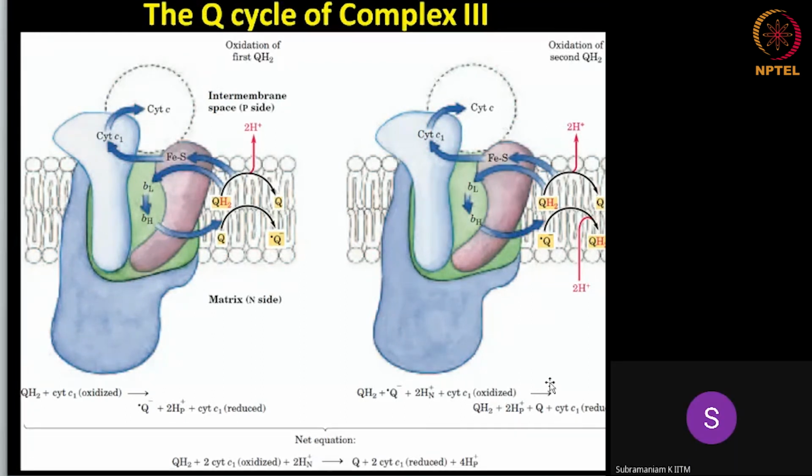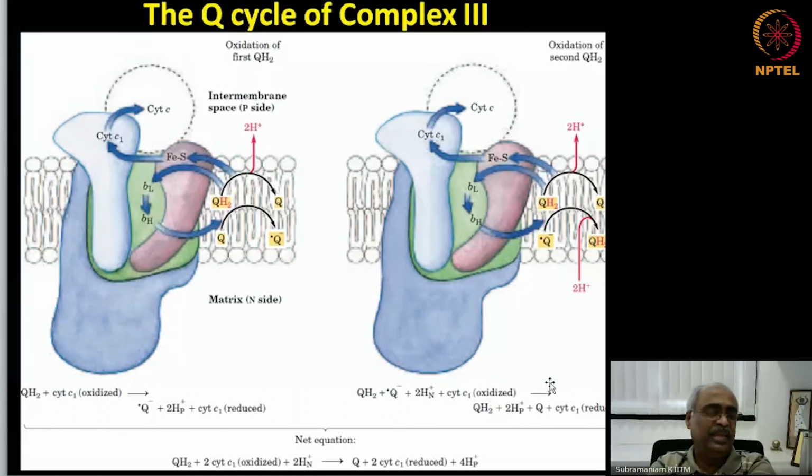Now when you are thinking of ubiquinone, semiquinone, and ubiquinol, this is not very difficult. But consider electrons going from FADH, even FADH2, let us not take.